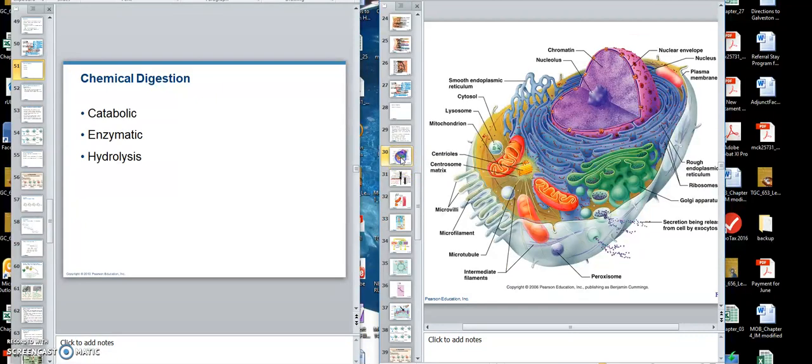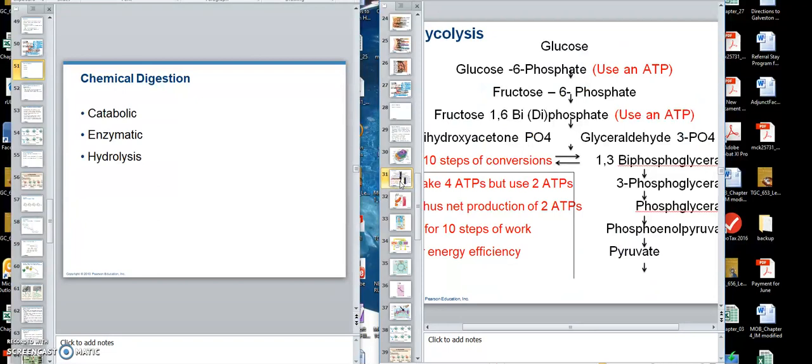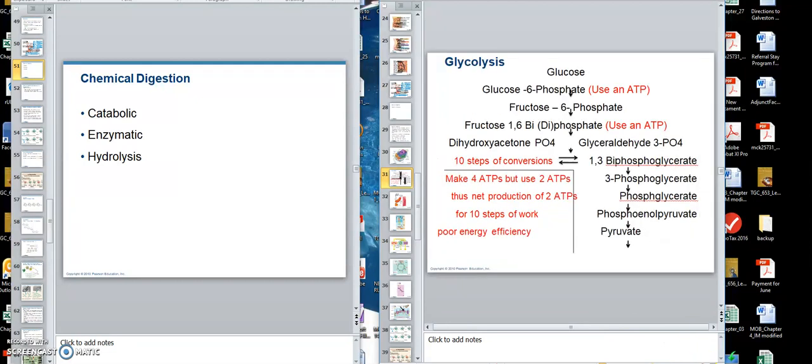So inside the cell, you do glycolysis. This is done in the cytoplasm. Now I'm just showing you some stuff. Just want you to be familiar a little bit with this. Inside the cytoplasm, I'm starting with glucose. So glucose will go through about 10 steps of conversion.